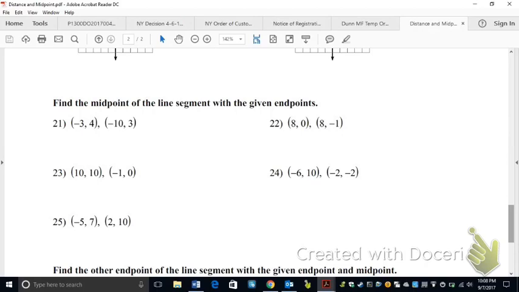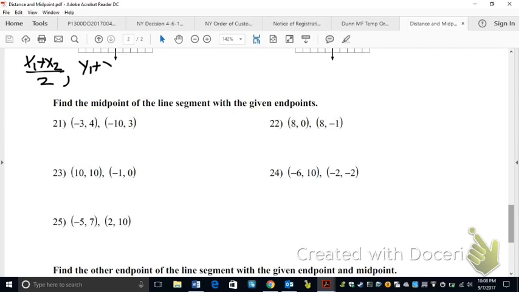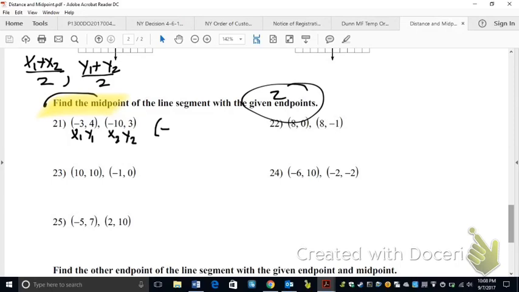Here we have midpoints. So 21 through 25, you're asked to find the midpoint of the line with a given endpoint. And that means that you're going to use these formulas, the x1 plus x2 over 2, and then y1 plus y2 over 2. You use these formulas when you are given the endpoints and asked to find the midpoints. Okay? So when you have two endpoints, you're asked to find the midpoint. These are the formulas you're going to get. So when you label them, you're going to label them x1, y1, x2, y2. And then you just plug them in.